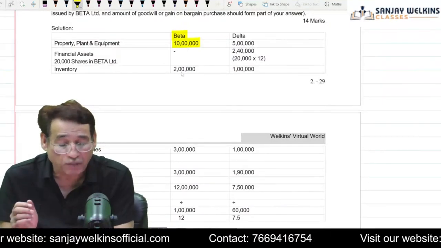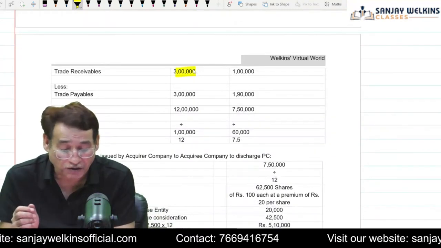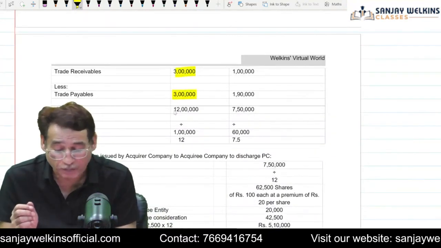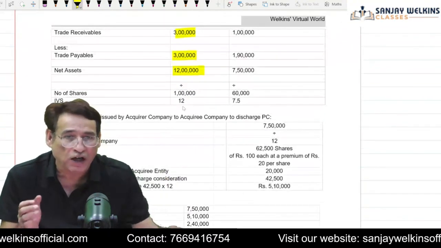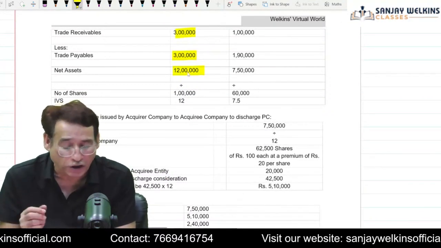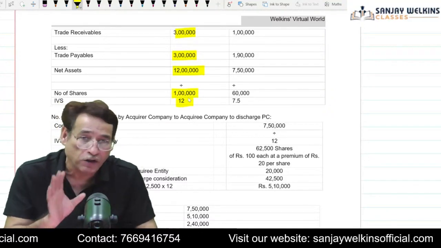So, we will write their property, plant and equipment, all their assets, inventory, trade receivable. Then I will subtract trade payable. Net assets will be 12 lakh. Obviously, no preference share capital is there. That means the entire net asset belongs to the equity shareholders. I will divide it by the number of equity shares to get the intrinsic value of share, 12.